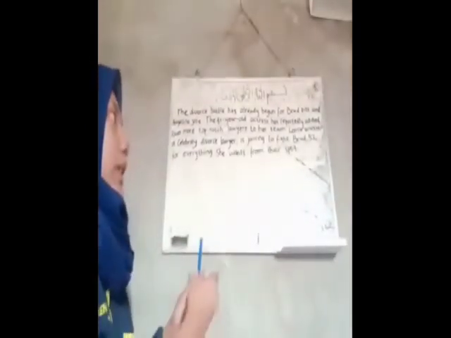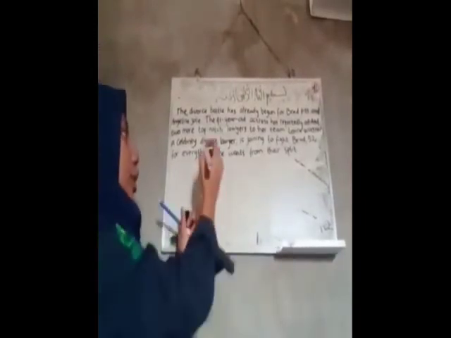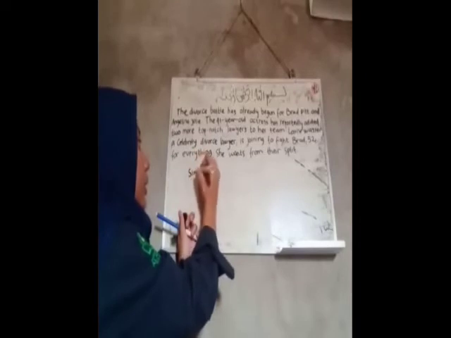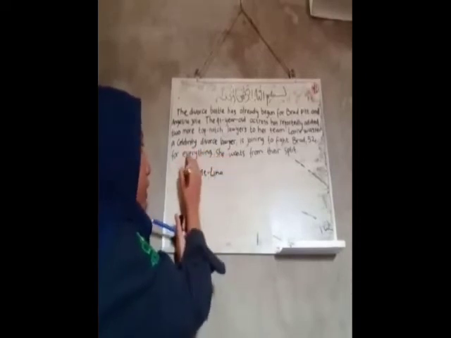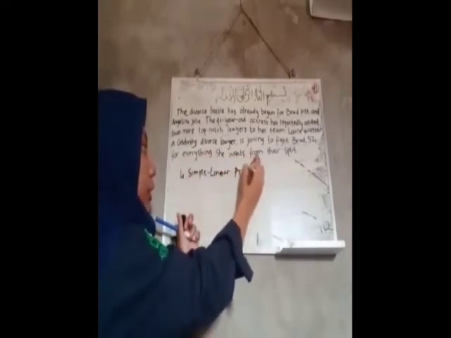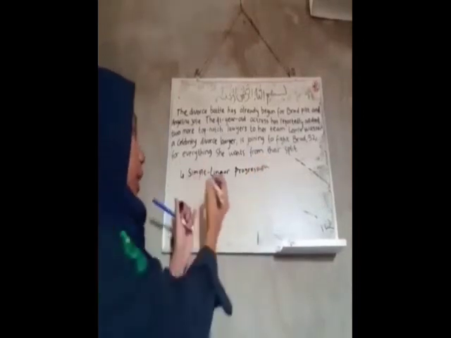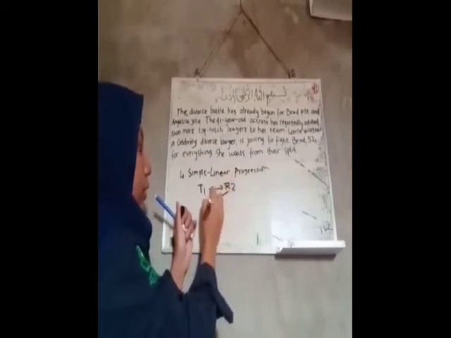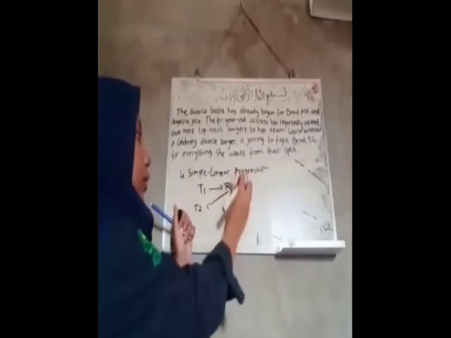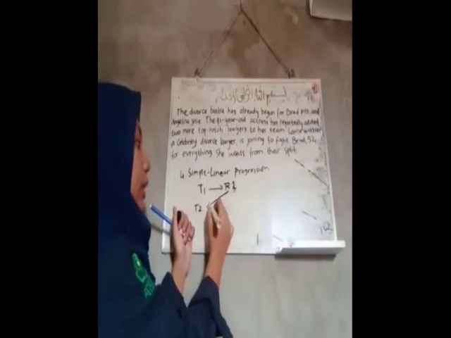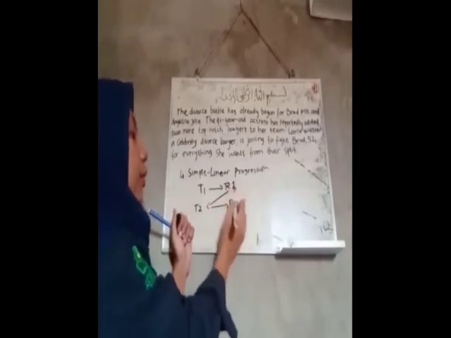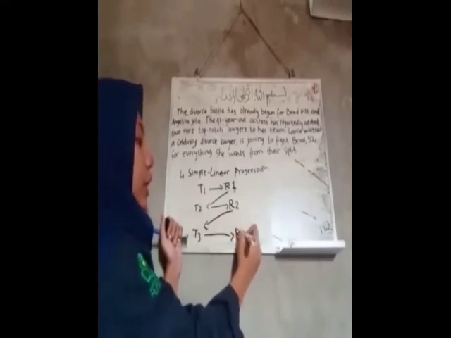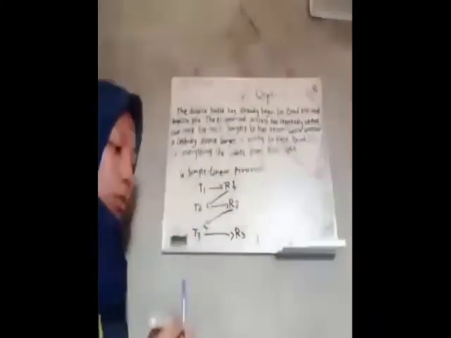So everyone, from this analysis, we found that this text uses simple linear progression, which can be written like this: T1, R1, whereas rheme 1 becomes the second theme of the second sentence, which is followed by the second rheme, and then rheme 2 becomes the third theme of the third sentence, which is later followed by rheme 3. So that's why simple linear progression is also called scissor progression.